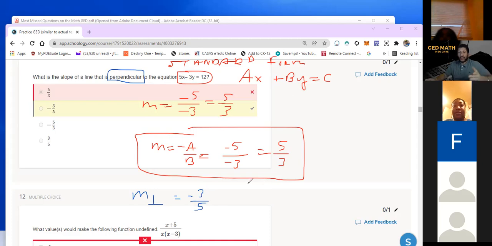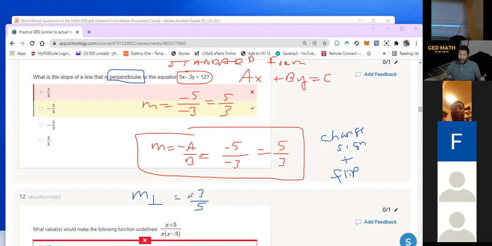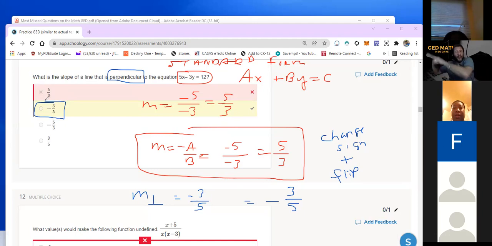What I usually say is change the sign and flip. Since this is positive, it becomes negative, and then flip it, 5/3 becomes 3 over 5. You want to be careful and fully understand that, because if that slope was negative, it would have become positive. Very good. So negative 3/5 is the slope of the perpendicular.